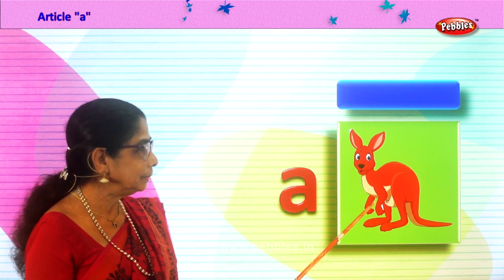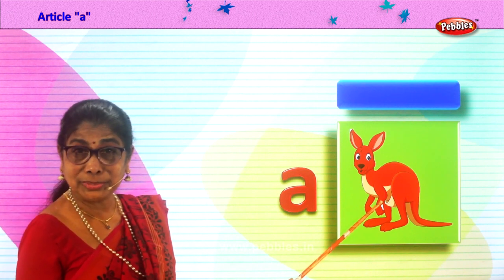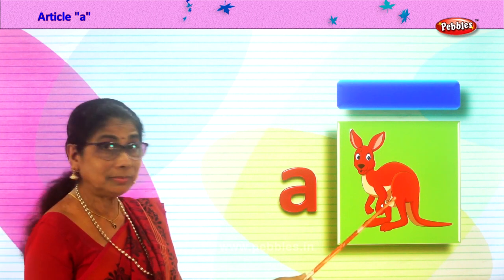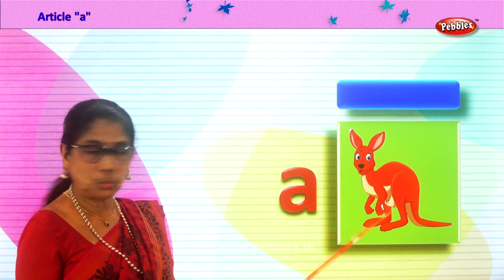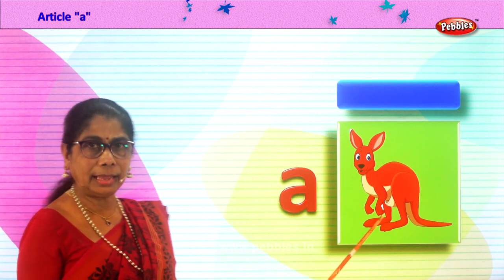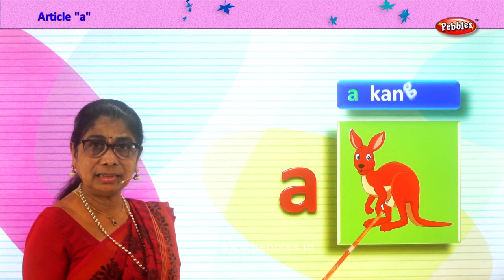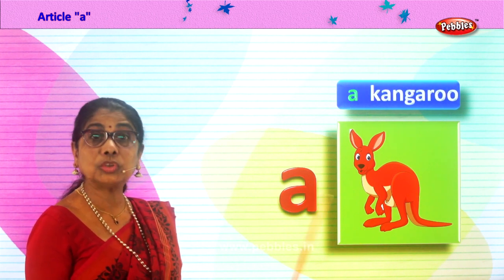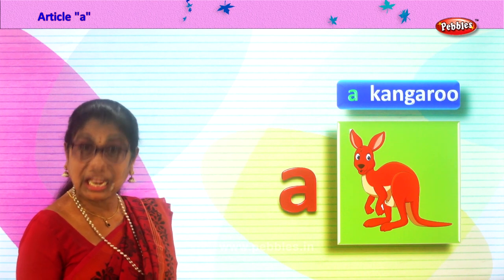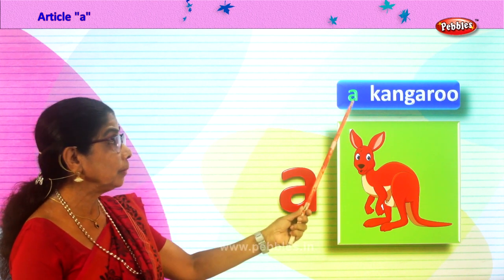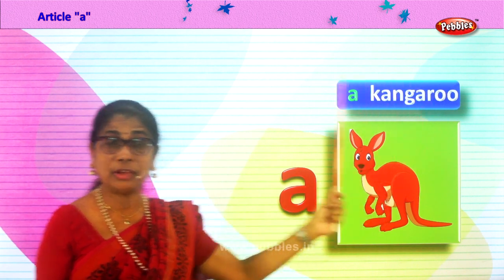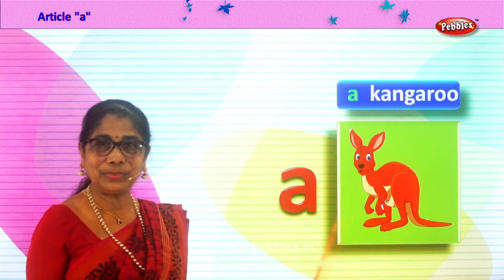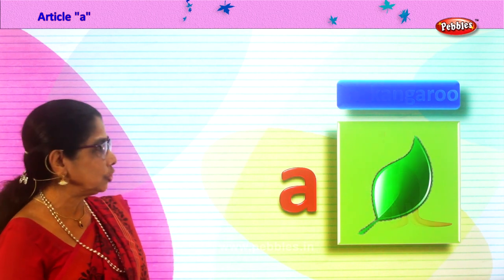Who is sitting here? Kangaroo. How do you know it's a kangaroo? The pouch. And the little baby Joey sits inside that. Yes? Kangaroo. Read. A kangaroo. Kangaroo begins with letter K. Use of article A in front of consonant. A kangaroo. K. K-A-N-G-A-R-O-O. Kangaroo. A kangaroo. Yes? Did you enjoy? Let's go on to our next picture.